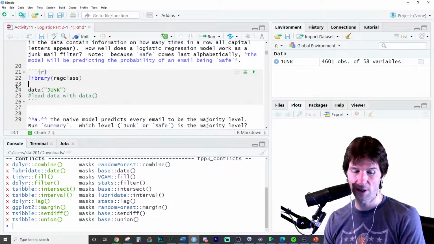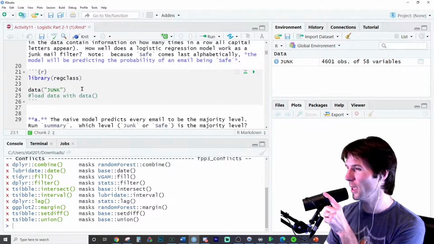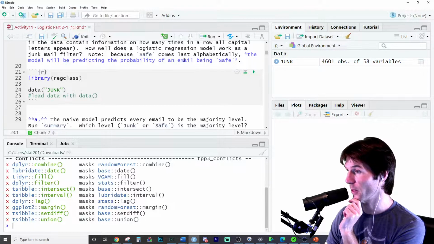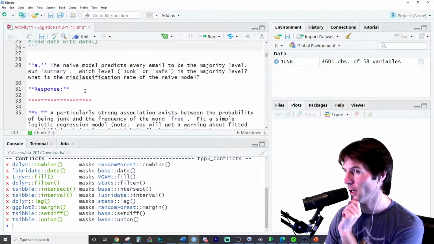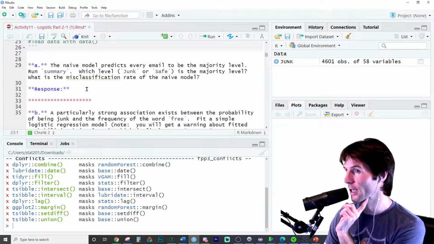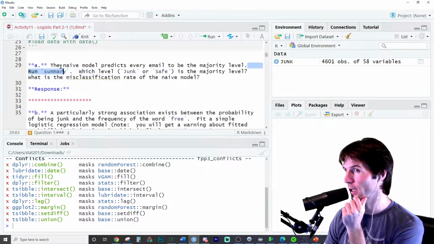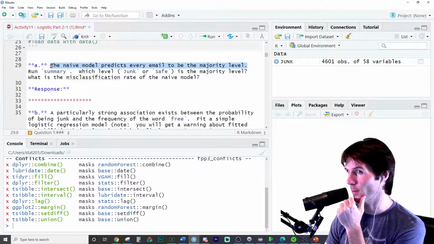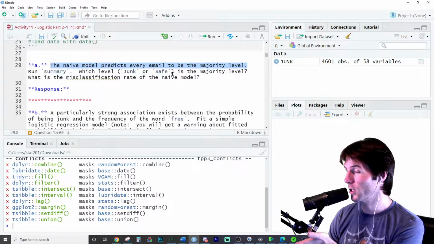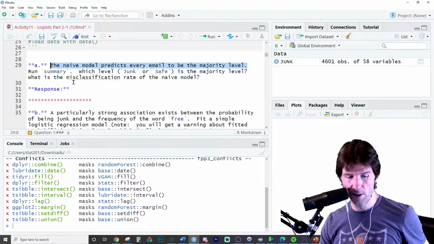So right here we have the naive model. Let's see right here, we're predicting safe because it comes last alphabetically. And let's think about how the naive model predicts. The naive model predicts every email to be the majority level. That's a huge note right there because we're predicting a categorical variable. Run summary: which level of junk or safe is the majority level? What is the misclassification of the naive model? Really, really great questions right here.